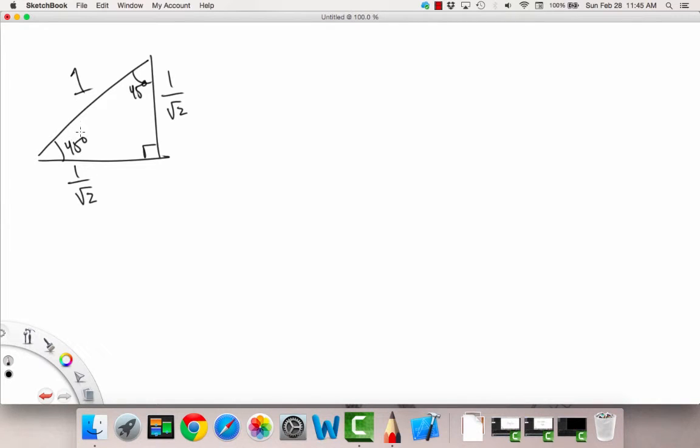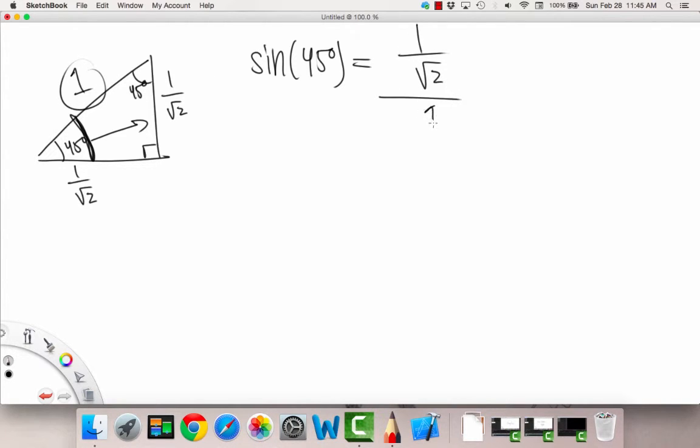If we were to take the sine of, let's say, this angle here, we get sine of 45 degrees. That's going to be opposite over hypotenuse, so that would be 1 over square root of 2 over 1. This is equal to 1 over square root of 2, and we can rationalize this by multiplying the square root on both top and bottom. So we get square root of 2 over 2. That's what sine of 45 degrees is, and that's true at all times. Sine of 45 is always going to be square root of 2 over 2.